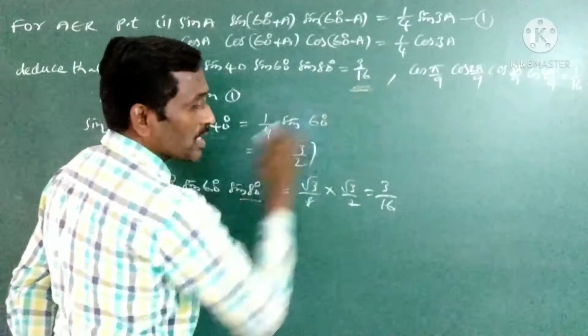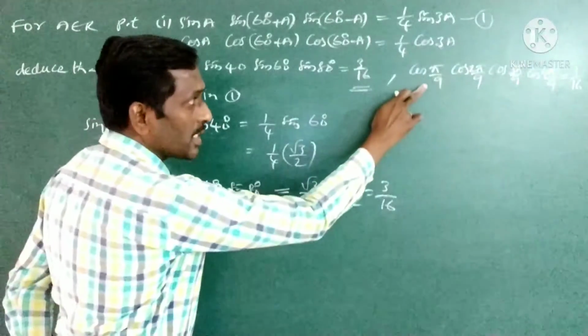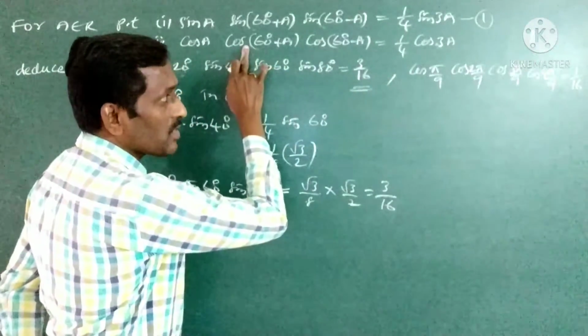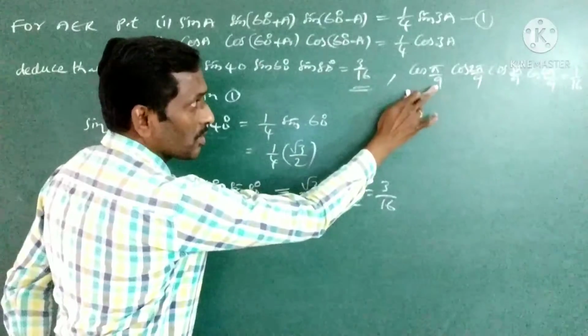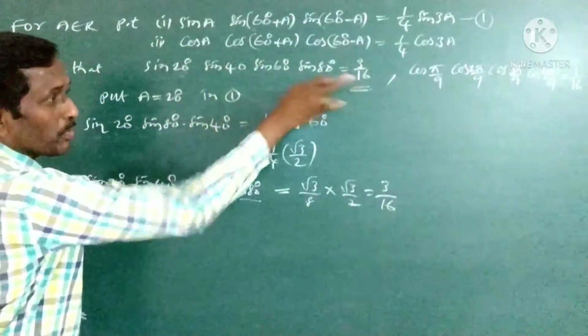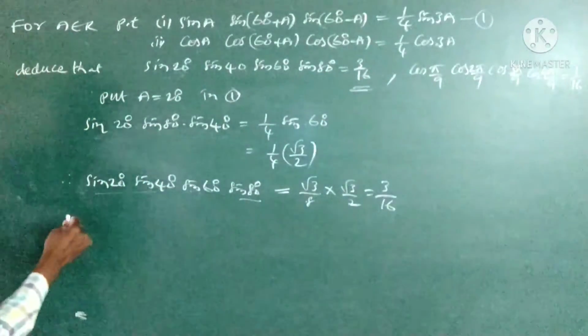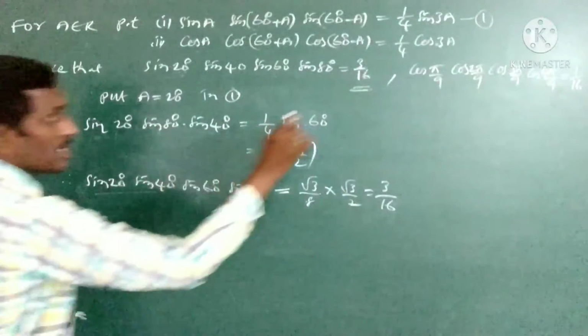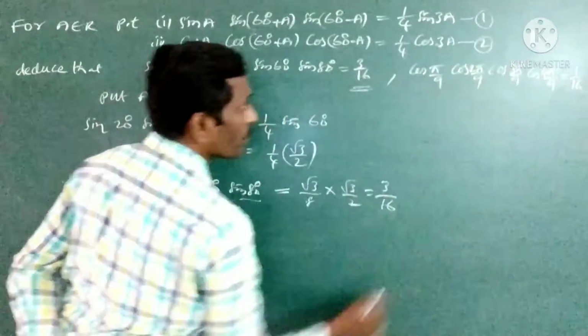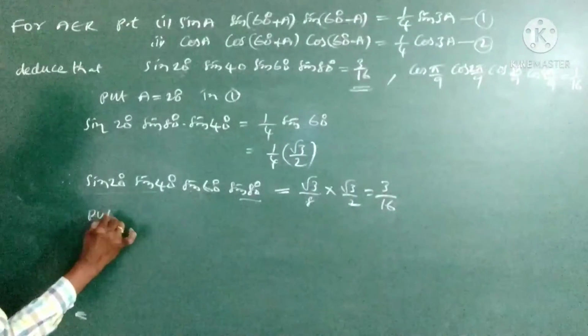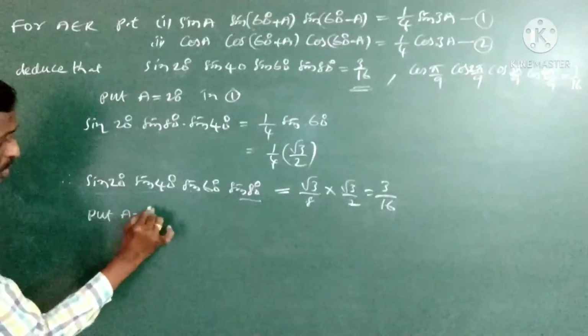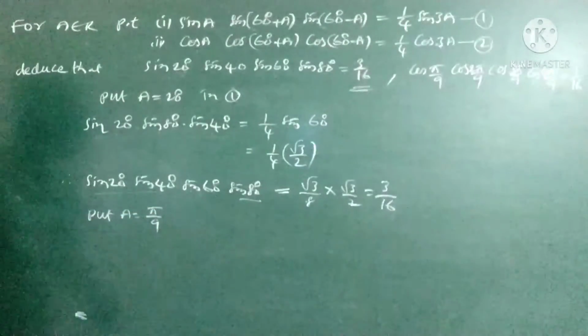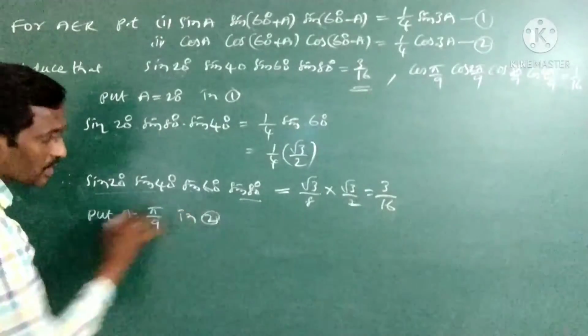Similarly, we have to prove this result. To prove this result, we have to put the value into the cos function. What is the first term? Pi by 9. Put A is equal to pi by 9. Again, let us say it is equation number 2. Put the value A is equal to pi by 9 in equation 2.